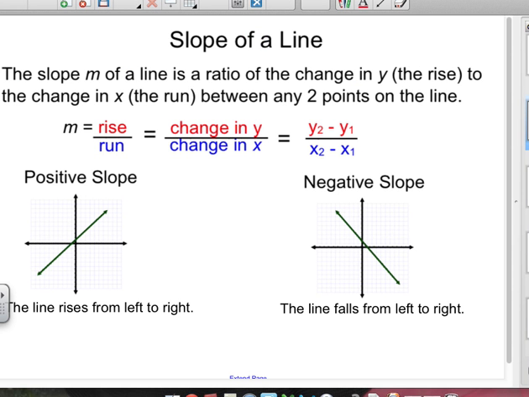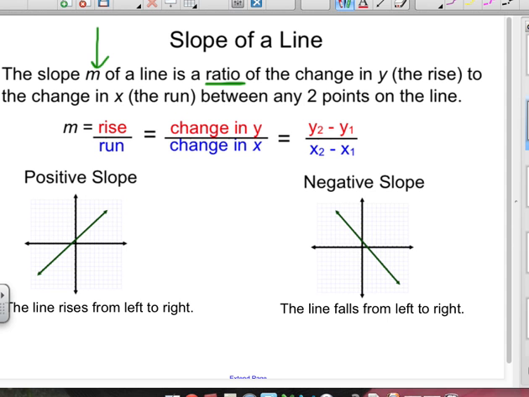Here's what slope is. Slope is almost always represented by the variable m, right here. Slope of a line is called m. Don't ask me why. I'm sure there's a great reason. I just don't know what it is. So the slope, or m, of a line is a ratio, meaning fraction, of the change in y, otherwise known as the rise, to the change in x, otherwise known as the run, between any 2 points that are on the line.